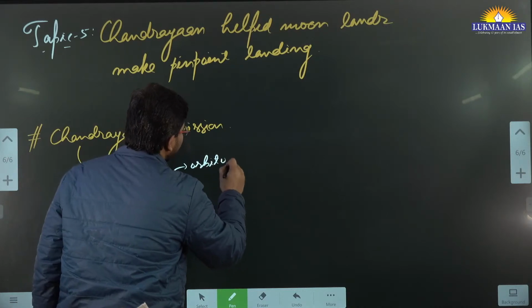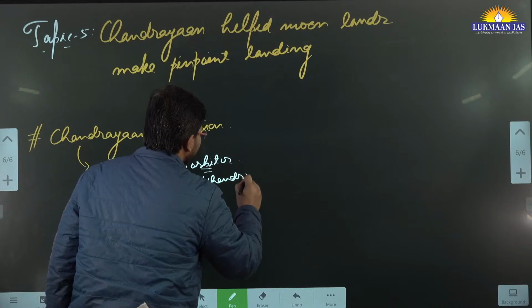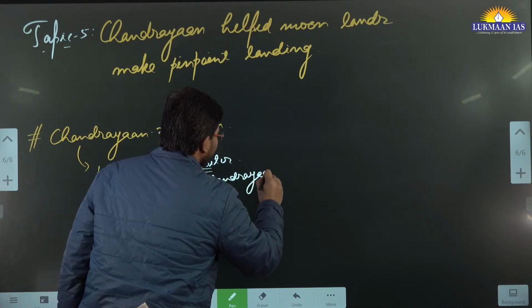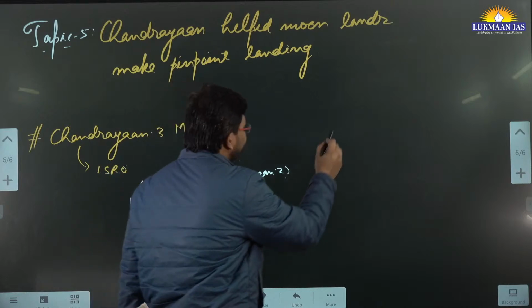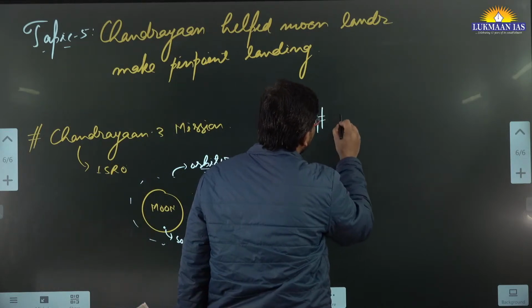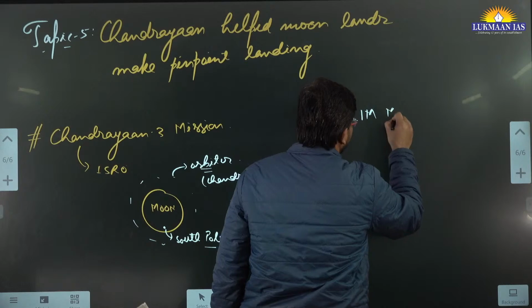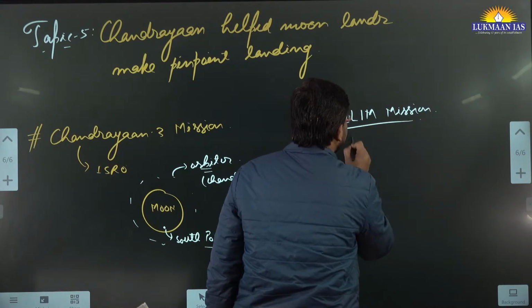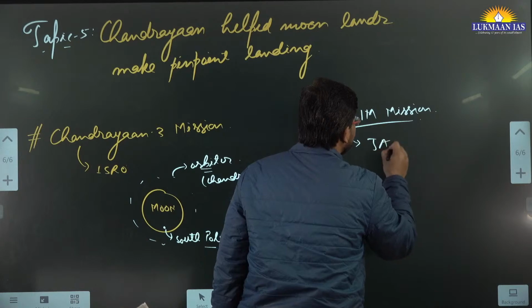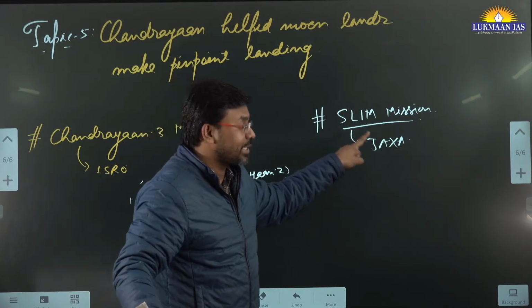This orbiter module is functioning from Chandrayaan 2, right? It is part of the Chandrayaan 2 mission and it is still functioning. Apart from this, in this article they have talked about another mission which is known as the SLIM mission, and this SLIM mission is of JAXA, the Japan Aerospace Exploration Agency.